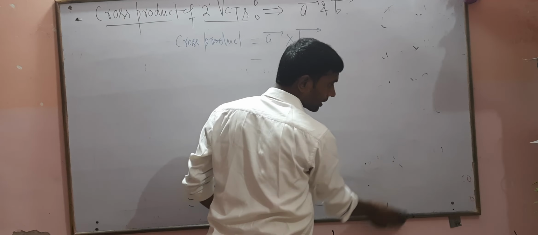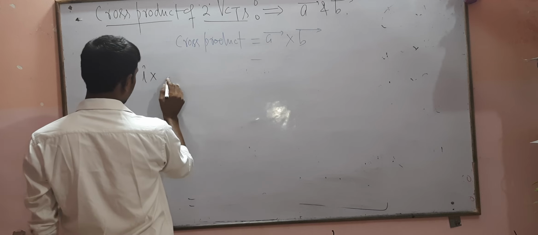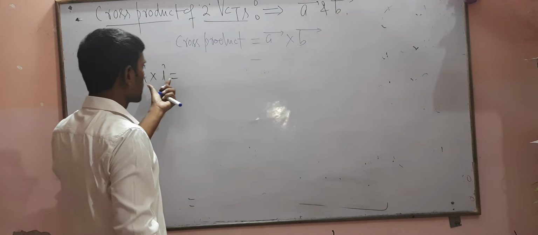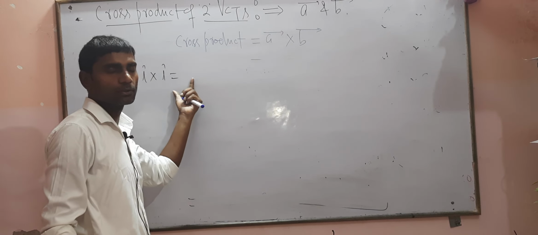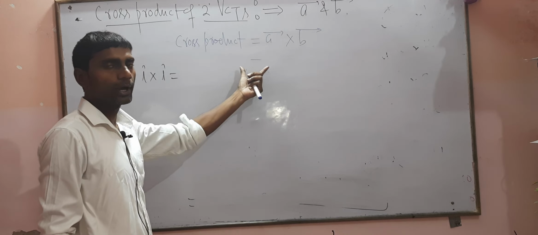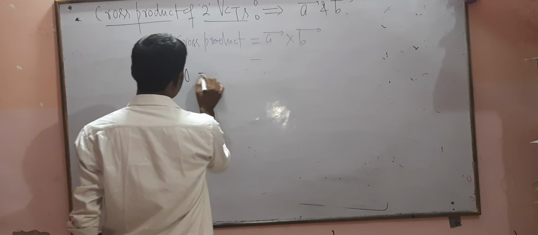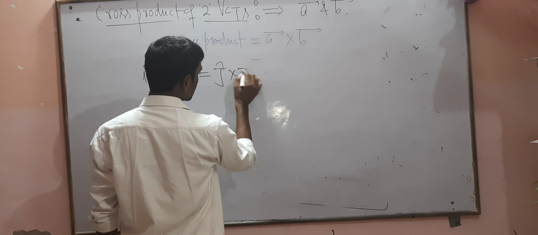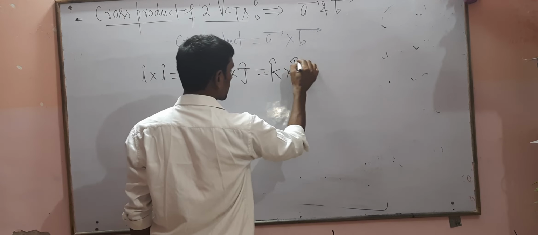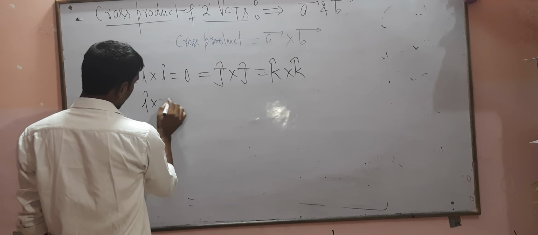Before taking the example A cross B, let us suppose i cap cross i cap will be equal to 0, because it is mod of i, mod of i, sine of 0 into n cap. So sine 0 equals 0, and 0 into any number is always equal to 0. Similarly, j cap cross j cap also will be 0. Similarly, k cap cross k cap is also a zero quantity.